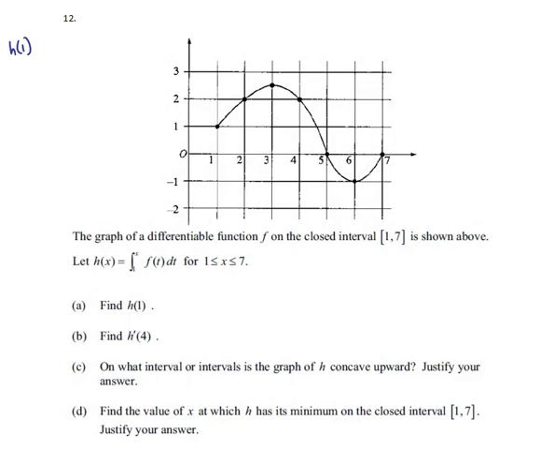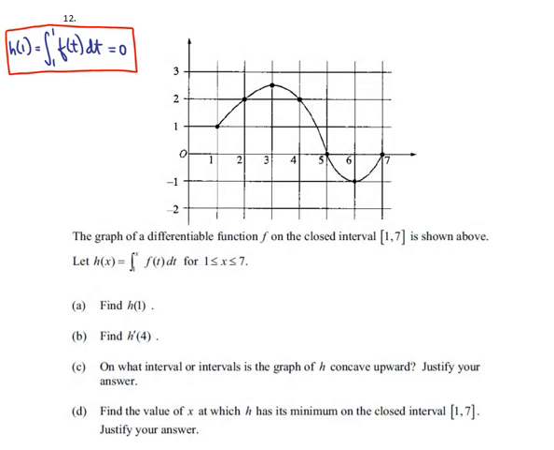Now, by definition, h of 1 is the integral from 1 to 1 now of f of t dt, and this is just a property of definite integrals. The integral from 1 to 1, or from any number to itself, is always 0. And that's the answer to A.